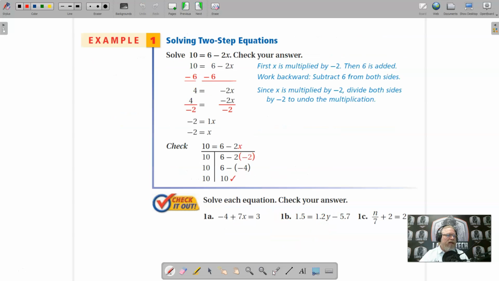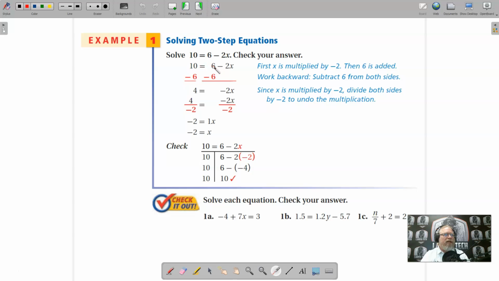So here in example 1, it says solve two-step equations. Solve 10 equals 6 minus 2x and check your answer. So notice at first, x is multiplied by negative 2 and then 6 is added, right? And so now we're going to work backwards from both sides. And that means that we want to first deal with this 6 right here.